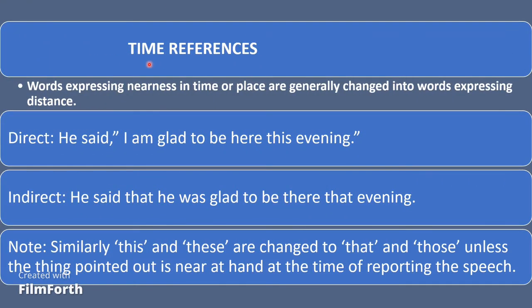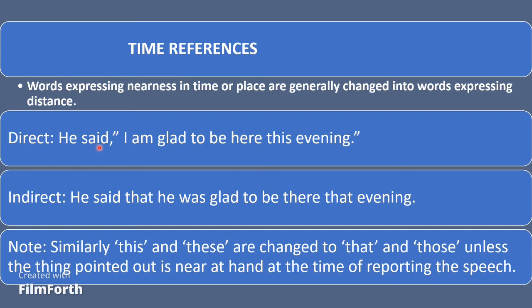Now children, we are going to talk about statements in which there is some time reference. Time reference means maybe today, tomorrow, evening, like that. If there is a reference like that, then also there are some changes which you have to be very careful about. Words which have nearness in time or place are generally changed into words expressing distance. So please, let's do these examples. You'll understand. And in the next slide, I've given you a chart showing how you have to change the time references. It's a quick glance. If you really pay attention to these charts, it's definitely going to help you in the exams.